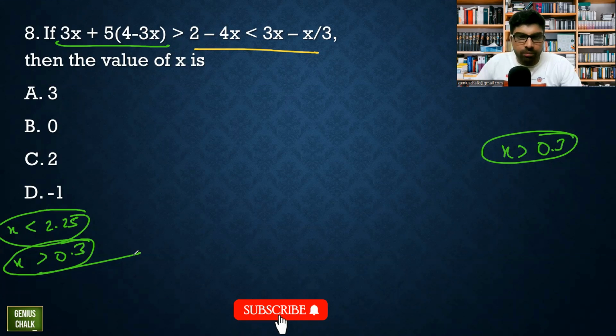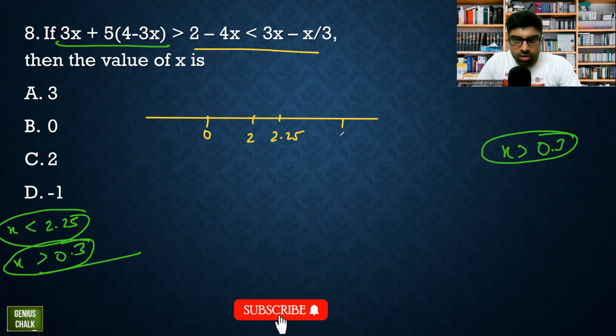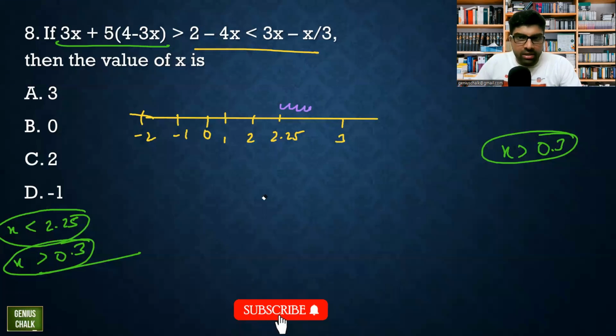What does it mean? It means that this is the number line. So this is somewhere 0. This is 2.25. Say this is 2, this is 3, this is 1, and this is minus 1, and then minus 2, and so on. So x is greater than this range, and x is less than 2.25. That means x is lying less than this.